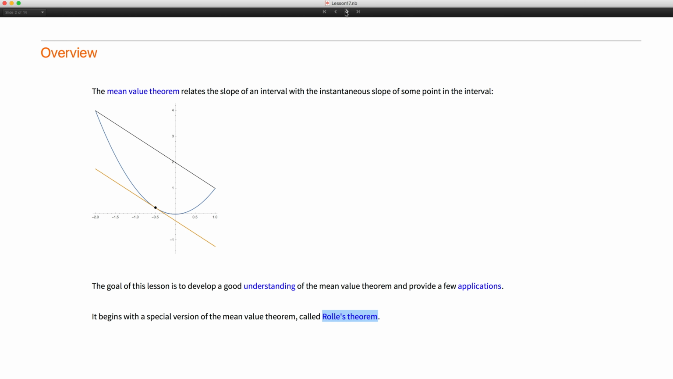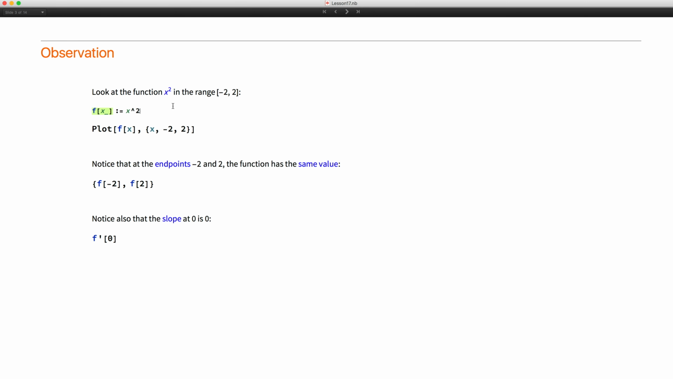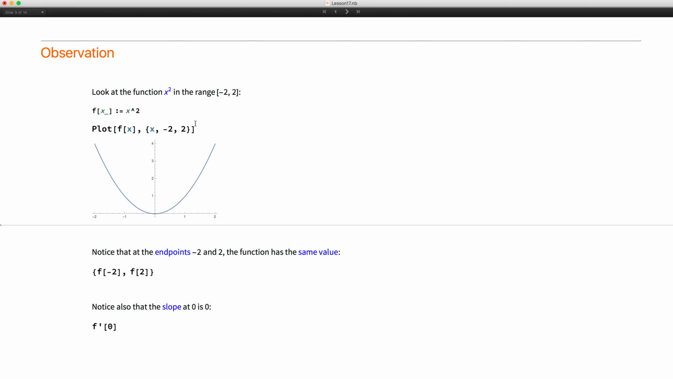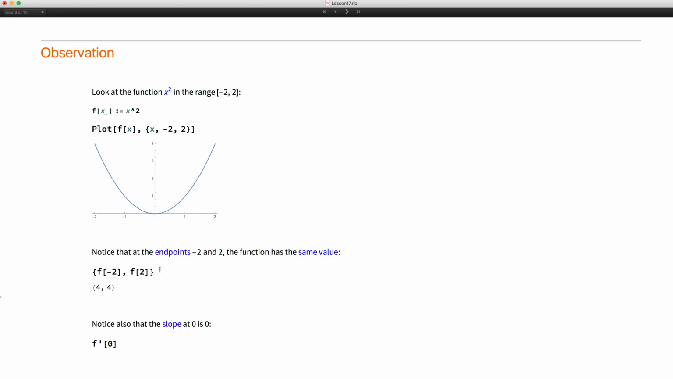As a motivation for Rolle's theorem, let's look at the function f of x equal to x squared. So here is a plot of the function, the parabola. And notice that the value of the function at the two endpoints, -2 and 2, is the same. And the slope at 0, the derivative, is 0. So that's the hint for Rolle's theorem: the slope is 0 at the top, and you also have a tangent, so to speak, at which the slope is 0.